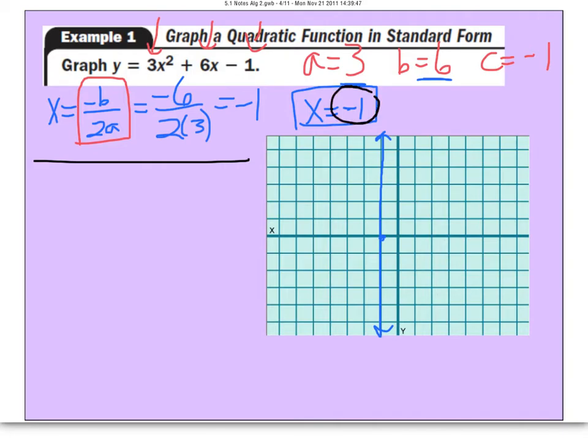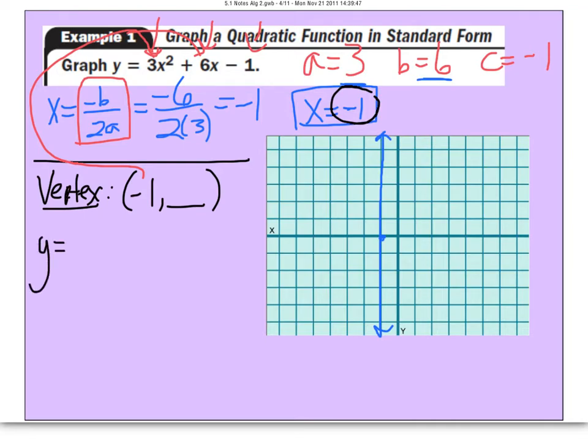Okay, so the turning point, or the vertex, is going to happen at, I already have half the answer, negative 1. Well, the question is, what's this y value? All you have to do is take x of negative 1 and put it back into the equation and see. Okay, so y equals 3(-1)² + 6(-1) - 1. Do not forget your PEMDAS.